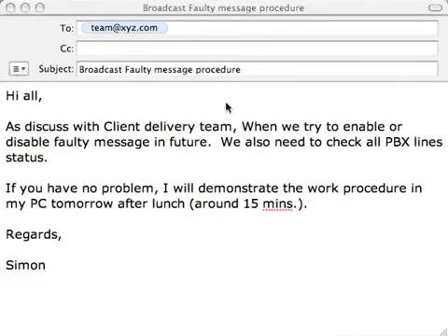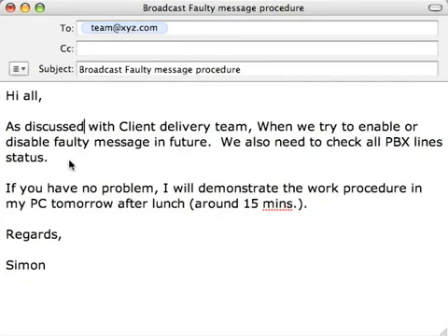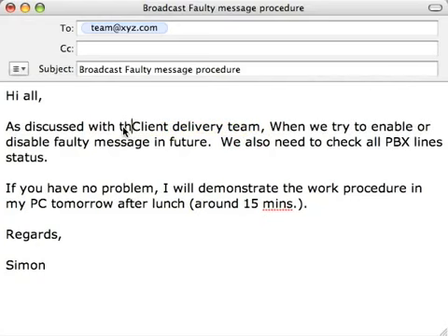Now, let's think about how we can improve the formatting, punctuation, and grammar of this email, beginning with the first paragraph. Right away, we see a couple of mistakes in grammar. Simon begins by saying, "as discuss with client delivery team." This verb needs to be a past participle. We add an ed and it becomes "as discussed." The phrase client delivery team needs a "the" before it, since it's a noun.